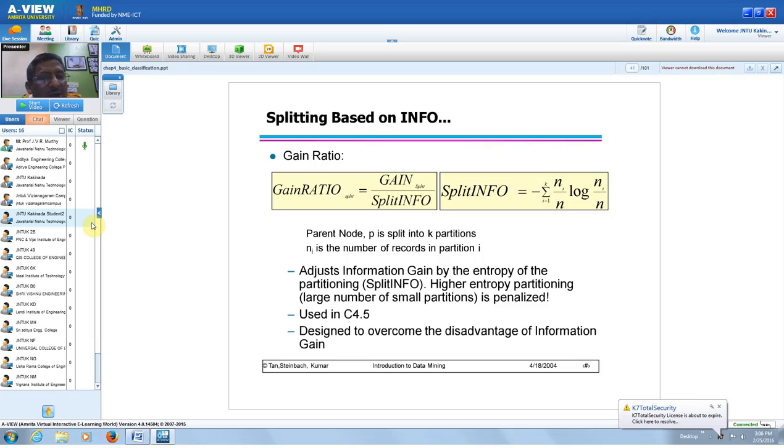JNTUK Kakinada, JNTUK Vijayanagaram, or any other college, Aditya, Pragati. Okay, good. They are saying no. Why? Shall I unmute you otherwise? Will you speak?